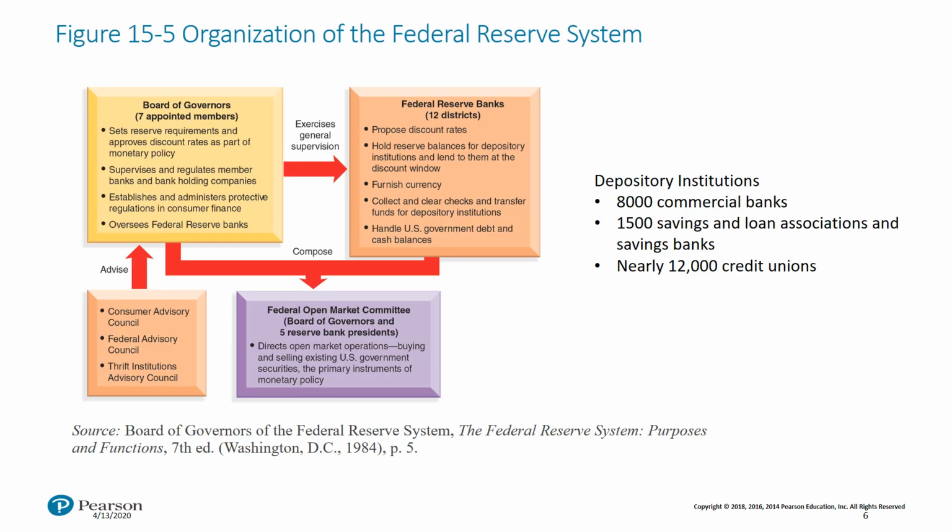In this slide, you can see the organization of the Federal Reserve System and various functions. The Board of Governors sets reserve requirements and approves the discount rates as part of monetary policy. You can mention what a reserve requirement and discount rate are in the discussion board.